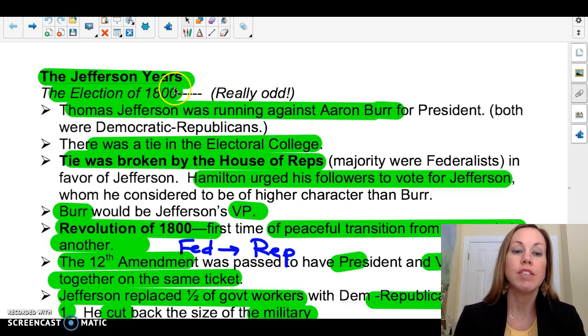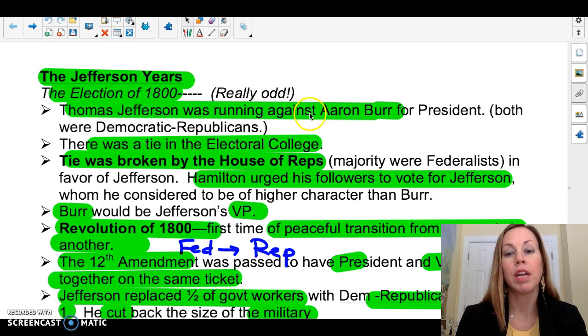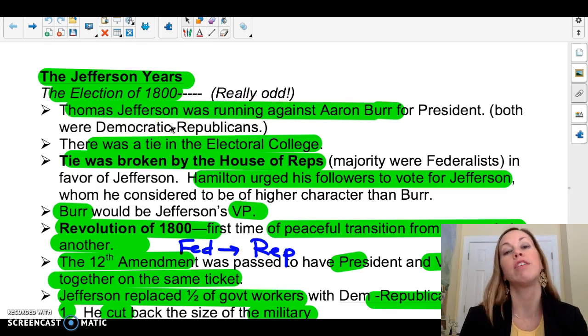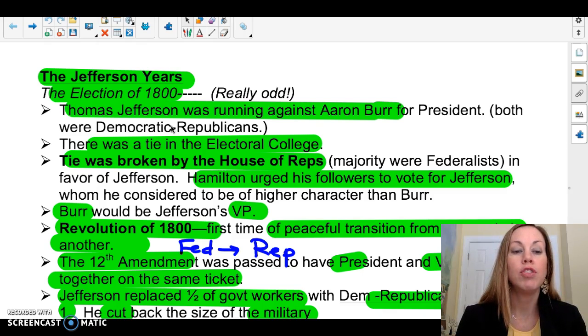So this election is really odd. You need to remember that there's going to be several in the future that are going to be problematic. This is the first one. So the election of 1800. Thomas Jefferson is going to be running against a gentleman by the name of Aaron Burr for president. Both of them are Democratic Republicans. For our case, we could just call them Republicans. So these two gentlemen are going to run against each other.